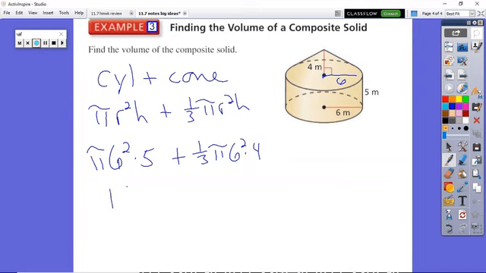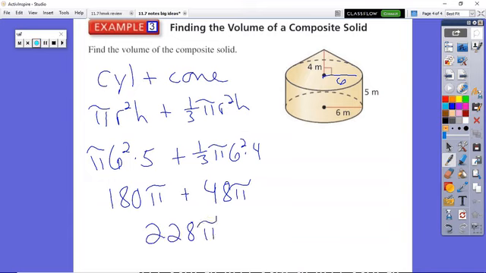Simplifying this in terms of pi, 36 times 5 is 180 pi's. Over here we have 36 divided by 3 is 12 times 4, 48 pi's. So altogether you've got 228 pi's, which in your calculator is approximately 716.3 cubic meters.